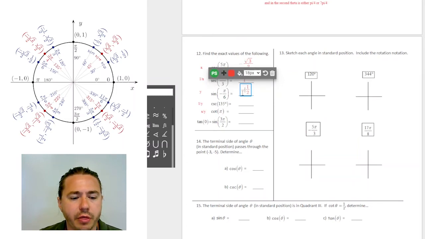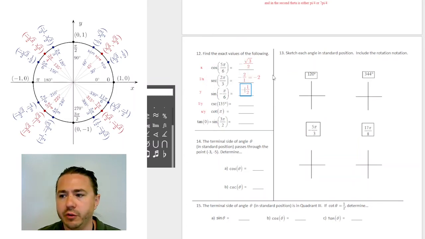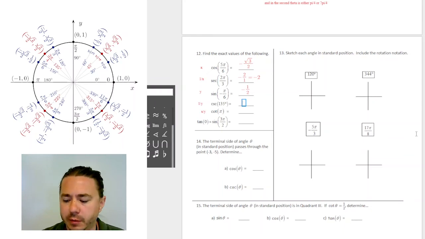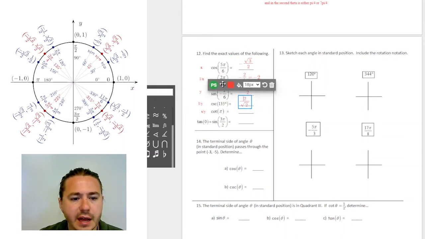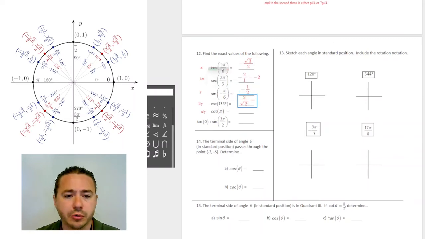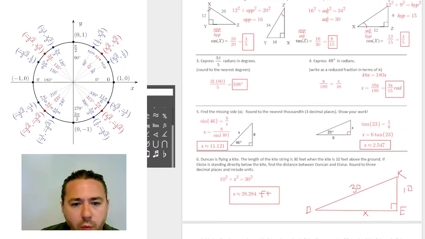Cosecant of 135. So 135 you can find in quadrant 2. And cosecant is going to be the reciprocal of the y value. The y value there is root 2 over 2. So that would be 2 over root 2. And what we saw on a previous problem is that we can rationalize that denominator, multiply by root 2 over root 2, and then what did it simplify down to?